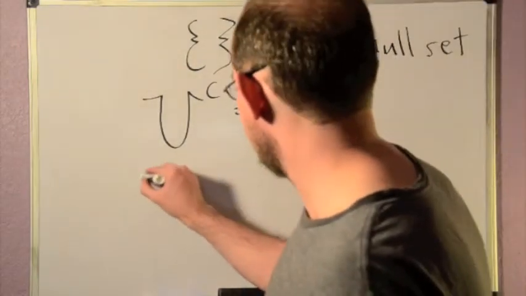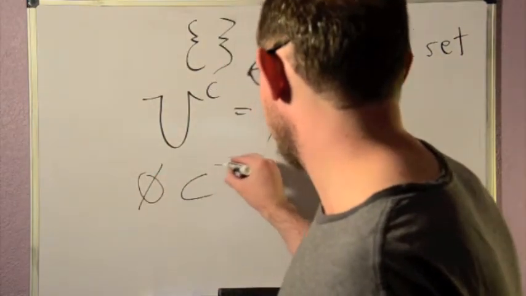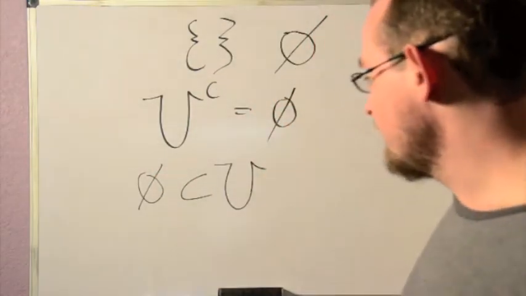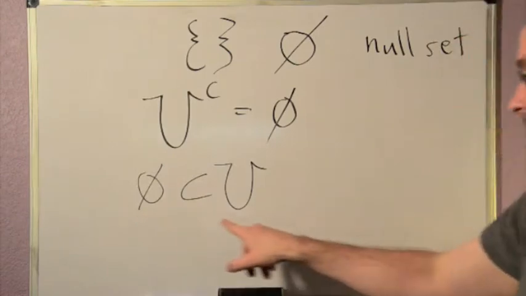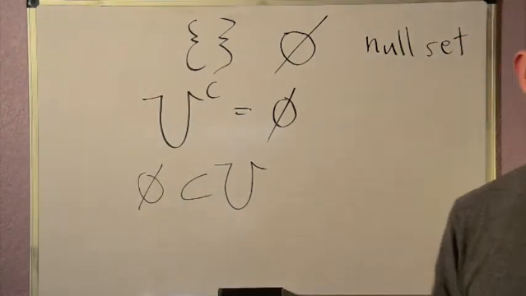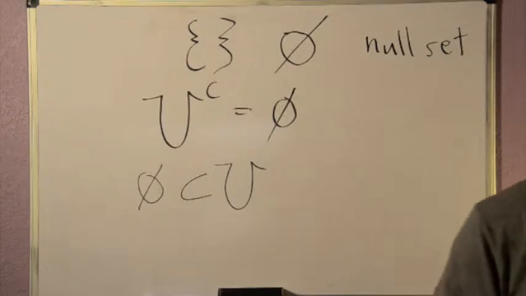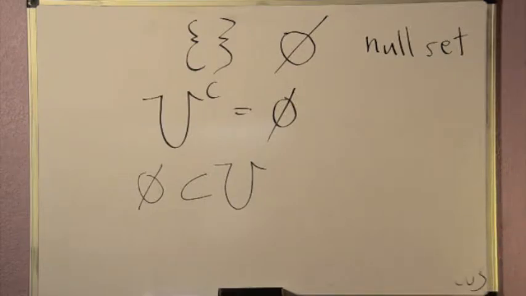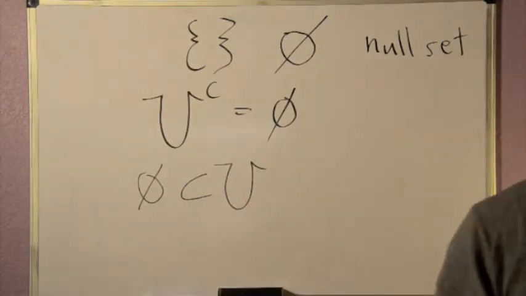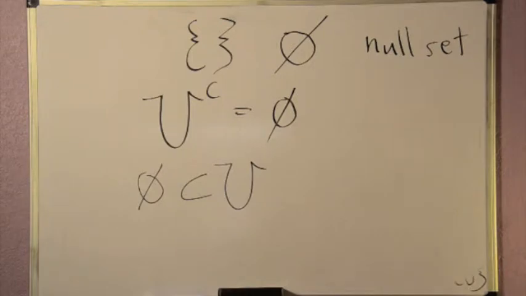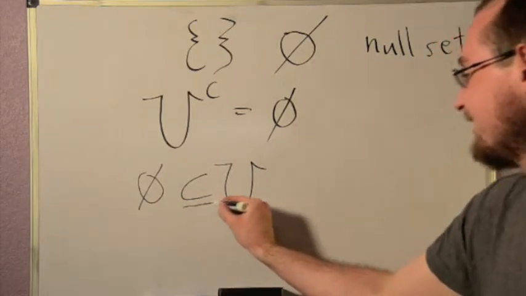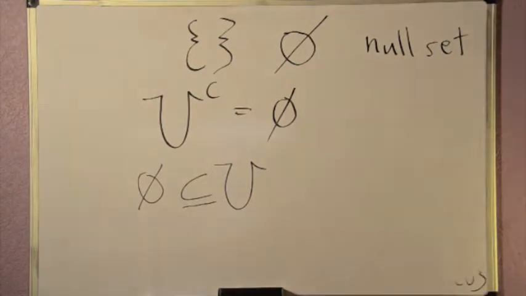In fact, we could say that the null set is a subset of the universe, because every element in the null set is also in the universe, because there's no elements in there. So this is referred to as something that's vacuously true, that if an element were in here, then it would also be in here because there are no elements. It's a sort of a mind-bending thing. But in fact, it's true that the null set is a subset of the universe.